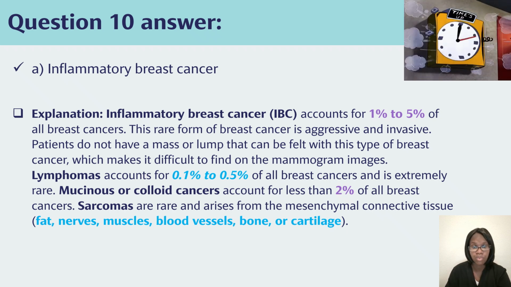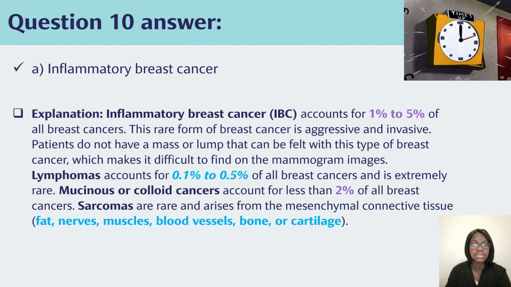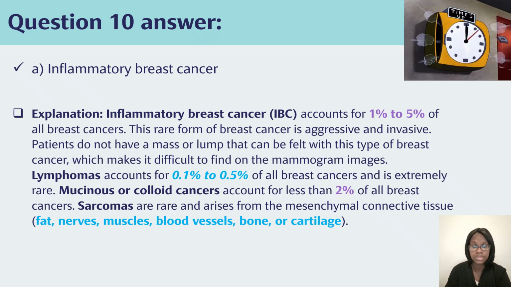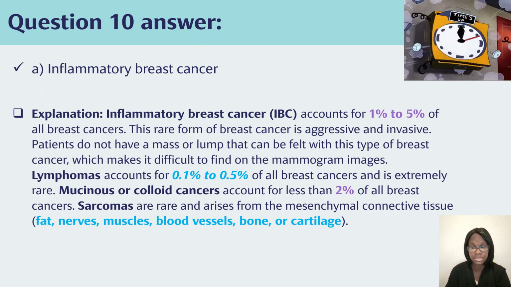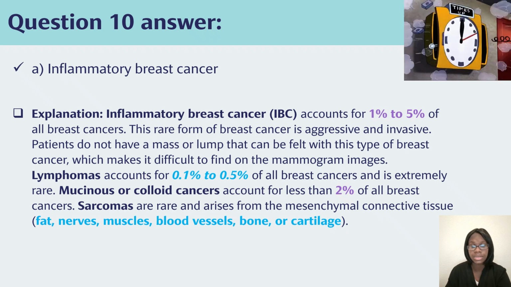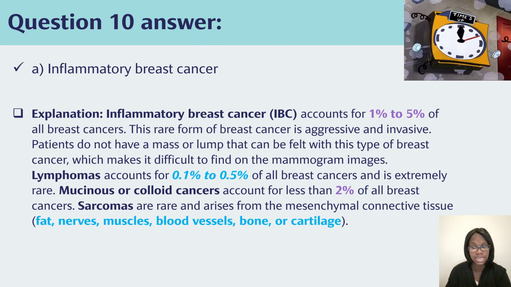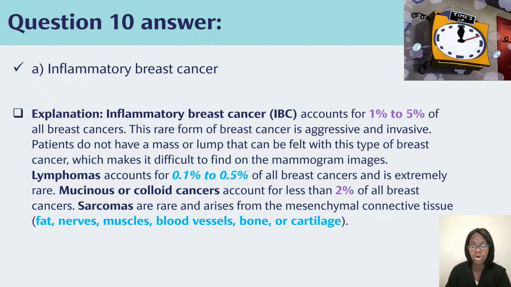Lymphomas account for 0.1% to 0.5% of all breast cancers and are extremely rare. Mucinous or choroid cancers account for less than 2% of all breast cancers. Sarcomas are rare and arise from the mesenchymal connective tissue, such as your fat, nerves, muscles, blood vessels, bone, or cartilage.